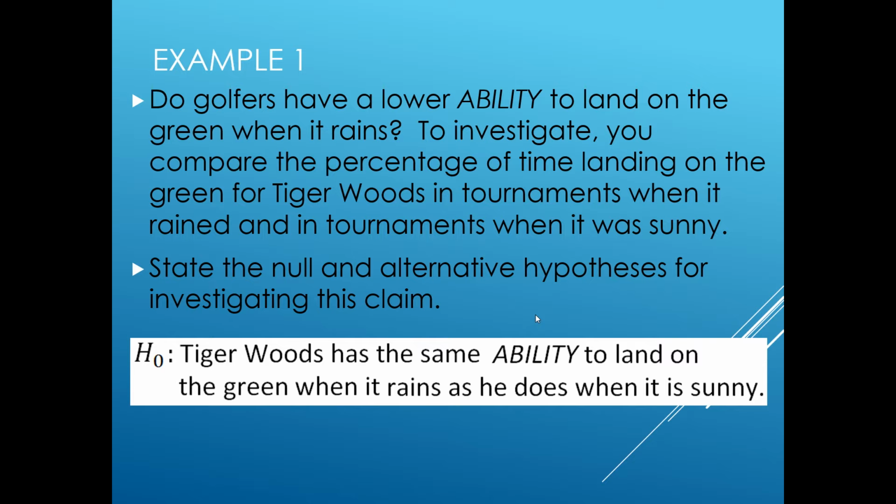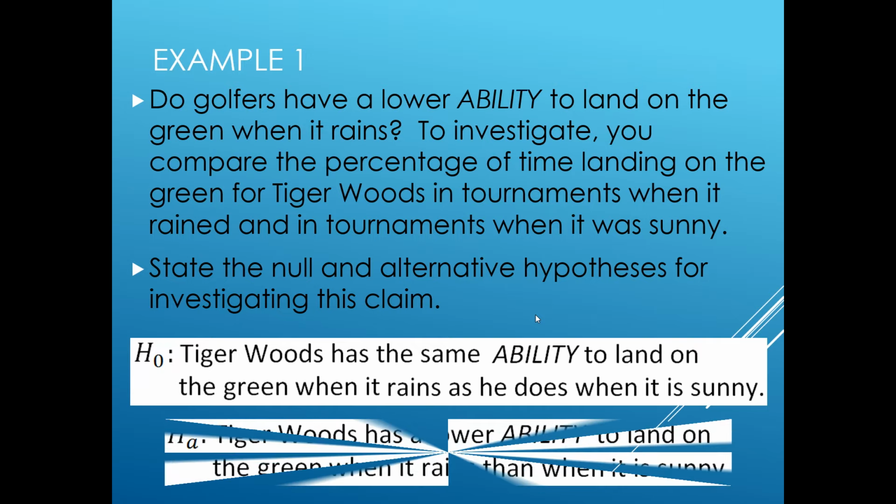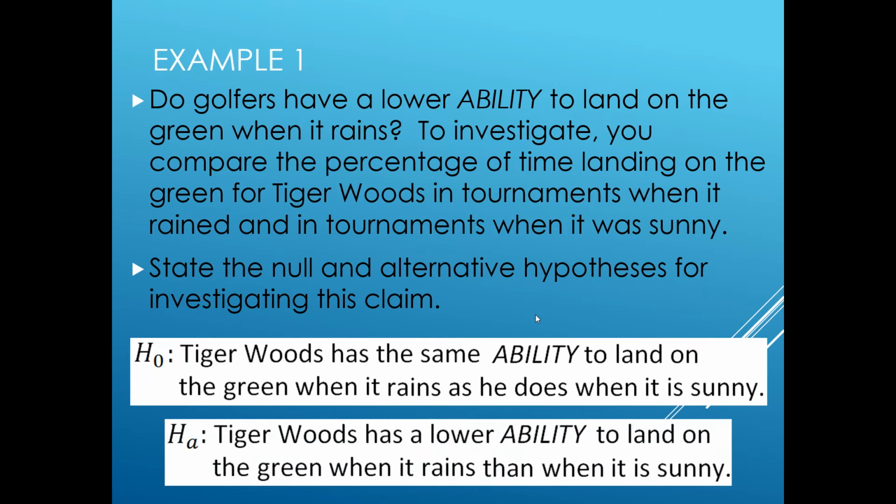Now the alternative hypothesis, that's where we're stating what we think it should be or what we're hoping to show it should be. So the alternative hypothesis says that Tiger Woods has a lower ability to land on the green when it rains than when it's sunny. So again, your null hypothesis, notice it's the same ability in both conditions, when it rains and when it's sunny. And in the bottom one, the alternative hypothesis, his ability is lower to land on the green when it rains than when it's sunny.